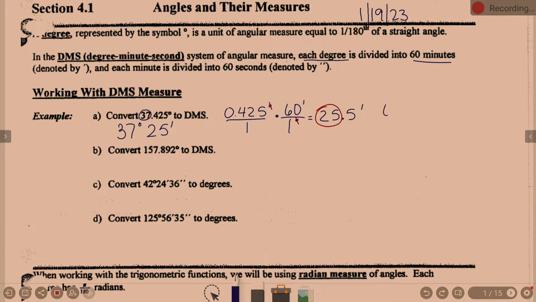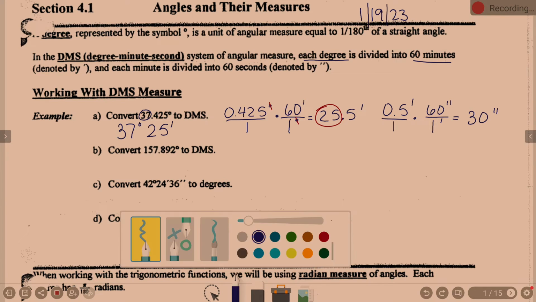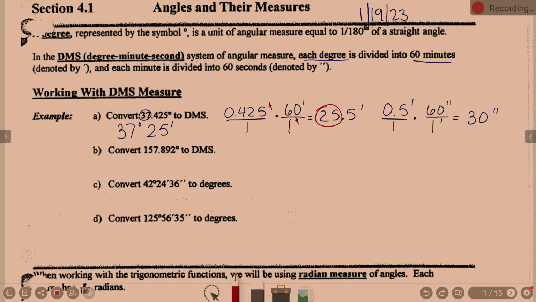We're going to take 0.5 minutes, same thing like I did earlier, and we're going to convert it. What's the relationship between minutes and seconds? 60 seconds in a minute, right? So what are we going to do here? 60 seconds in 1 minute. Because I want my minutes to cancel, we're multiplying by 60 seconds. And what is 0.5 times 60? 30. I know that's a shocker, right? And that's going to be 30 what? Seconds. 30 seconds.